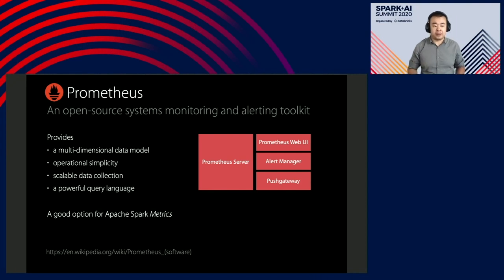application endpoint. Since it's pull-based, you can set up multiple Prometheus instances for high availability. Even when you upgrade Prometheus, you can just do it without restarting the application.